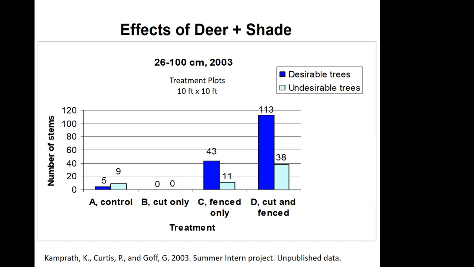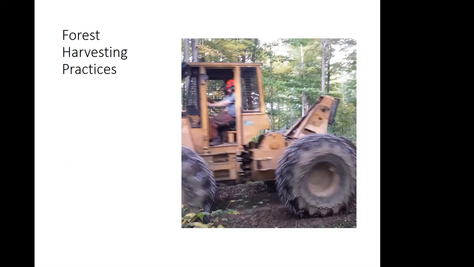You see on the far left, the control. These were small 10-foot by 10-foot plots. The control, where there is no treatment, had a very low regeneration of desirable and undesirable stems. So these are stems that are between about a foot tall and about 3 feet tall. If you just cut it, nothing happens. Because it's a small area, the deer will annihilate everything that grows back. If you just fence it, you do pretty well. And if you cut everything and fence it, then you have a pretty good response. So you manage the sunlight and exclude the deer. This is leading us down a pathway of what we need to do.